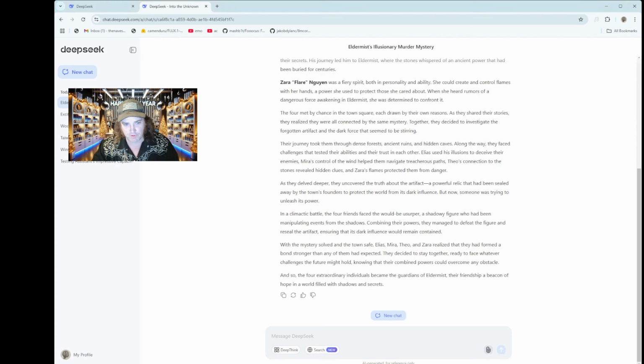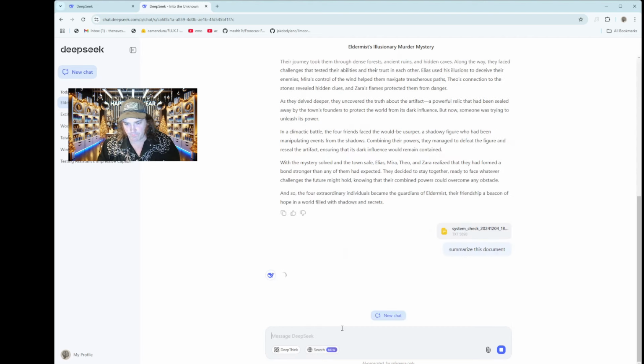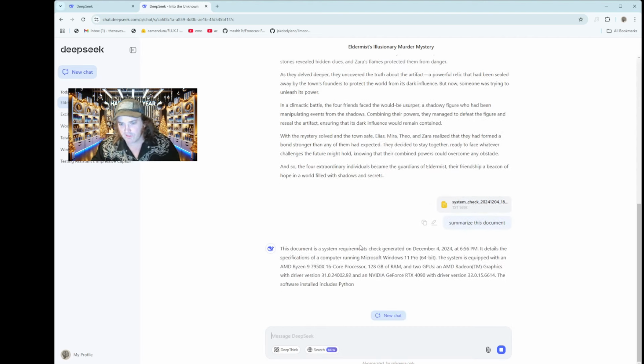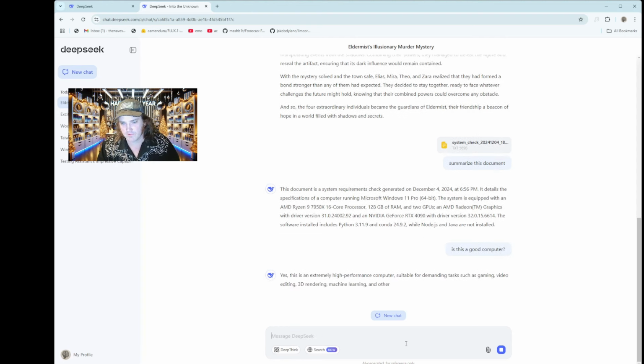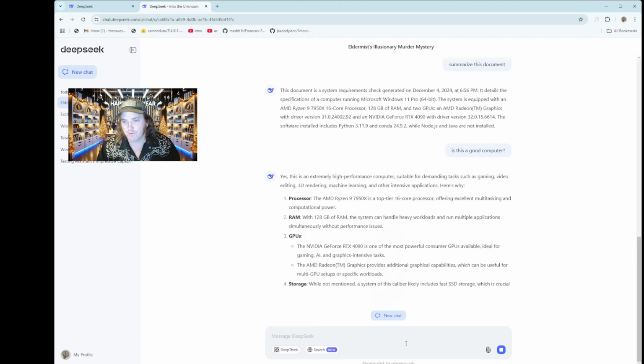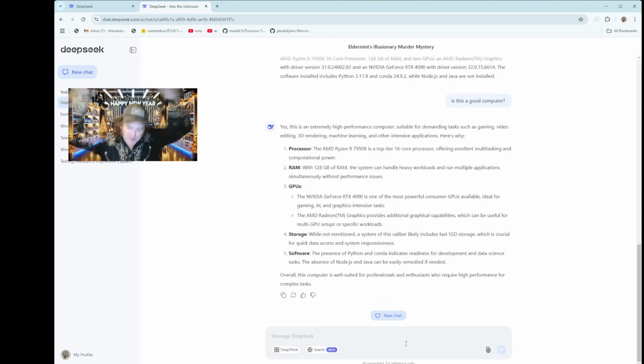Let's go in here and grab a document, and let's do this system check. I'm going to throw in this system check, see if it allows us to do that. And I'll say, summarize this document. Okay, it's a system requirement check. The system is equipped with an AMD Ryzen, blah, blah, blah, while Node.js is not installed. I'll say, is this a good computer? Yes, extremely high performance computer, suitable for many tasks. Yo, because it's my computer. What's up?